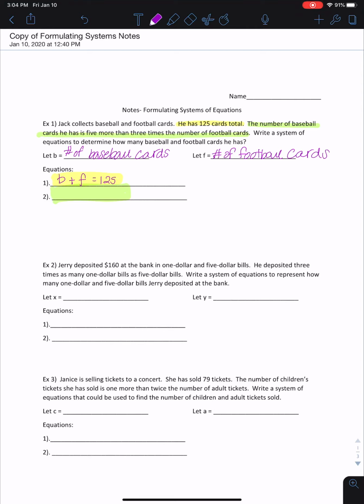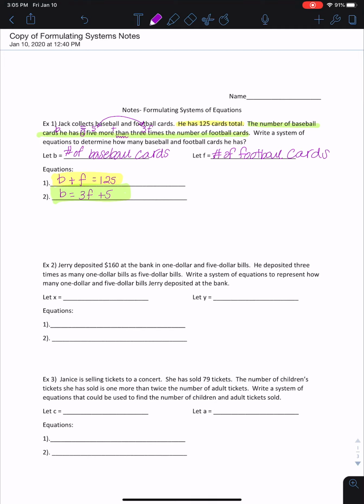If the number of baseball cards is 5 more than 3 times the number of football cards, the first thing you need to notice is the word is. The word is always gives you an equal sign. The number of baseball cards is B, is equal, 5 is 5, more than means add, and 3 times football is 3F. The only other thing we need from that is if the word than is in the question, then you need to change the order of the 5 and the 3F. So we have B equals 3F first, and then add the 5 more. That's it.